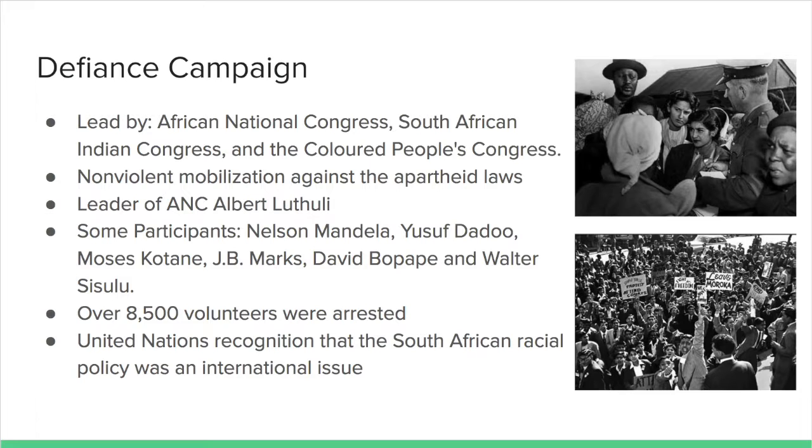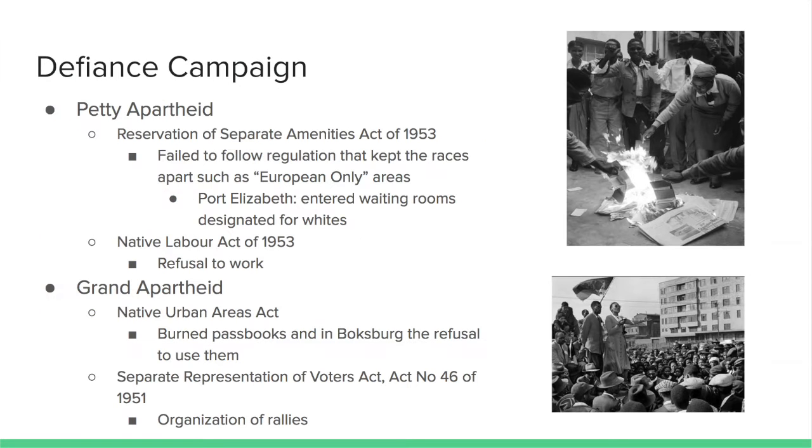The South African government responded to the campaign with stricter laws and policies. Although the campaign did not extinguish the apartheid laws, it did gain international attention, such as the United Nations' recognition of the South African racial policy as an international issue. During the Defiance campaign, the people took action against the unjust laws. Here are some examples of the way they went against petty apartheid laws in South Africa.